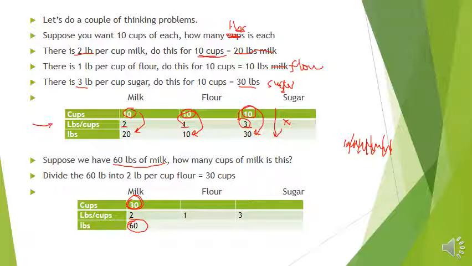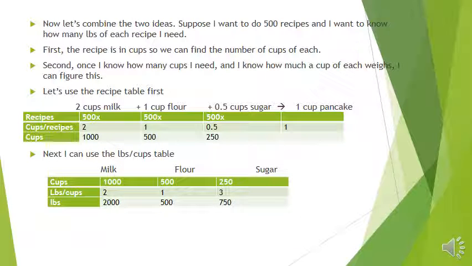Okay, so let's apply this to the recipe bit as well. Now let's combine the two ideas. Suppose I want to do 500 recipes, and I want to know how many pounds of each of the ingredients I need. Right.